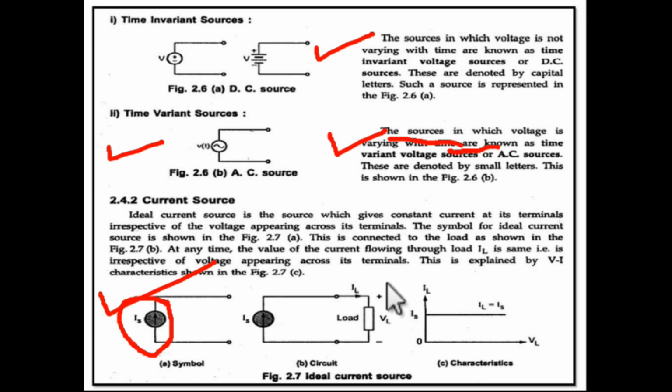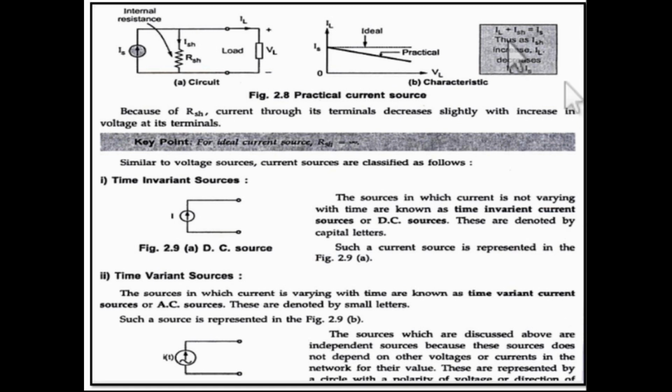The same case with the current source. You can see from here, this is the DC current source, and a load is connected. This is the load and current is drawn from this current source, and even then the level of current is maintained, so it will be termed as an ideal current source. And for a practical current source, there will be an internal resistance in parallel. So what is happening? The current is dropping from its level. So it is called a practical current source.